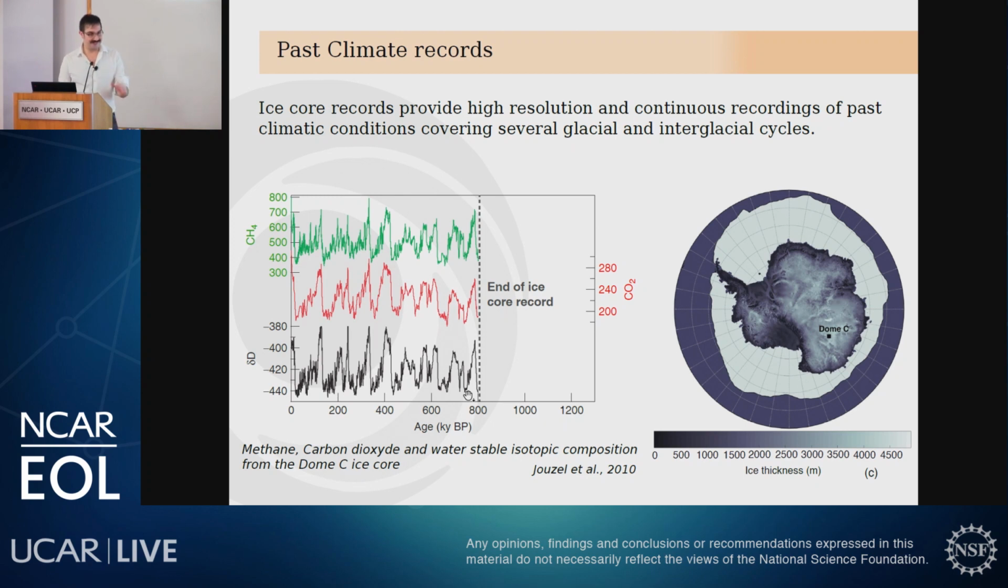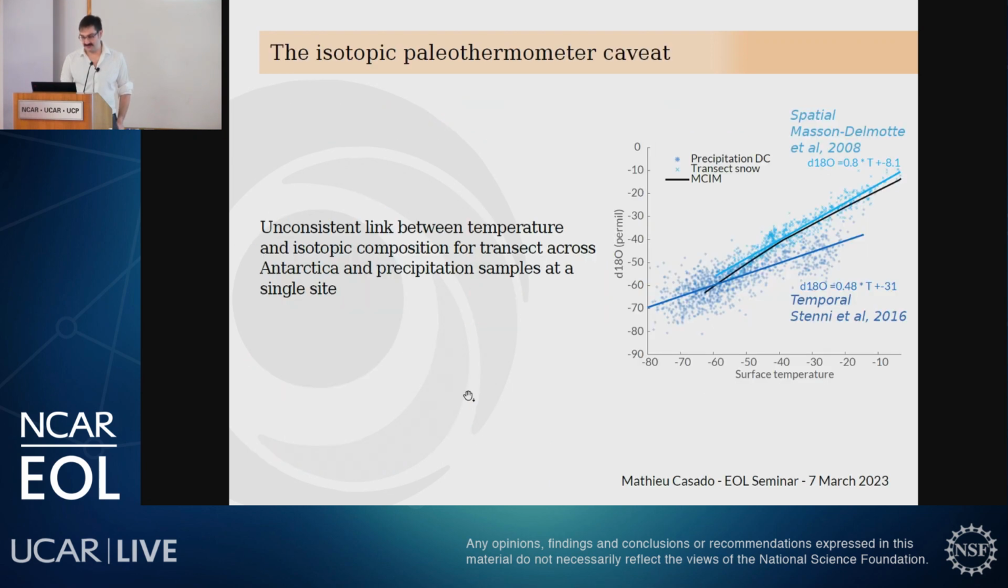But if you try to look into a bit more detail, there are a few problems that will come up. The first one I'm going to talk about today is what I try to call the isotopic paleothermometer caveat. Going back to how Lorius and Dansgaard imagined this isotopic paleothermometer, they took a lot of samples spatially. This would be the points in light blue. There was this very nice synthesis from Valérie Masson-Delmotte in 2008, and you get a slope of 0.8 per mil per degree if you take all those points into account in Antarctica.